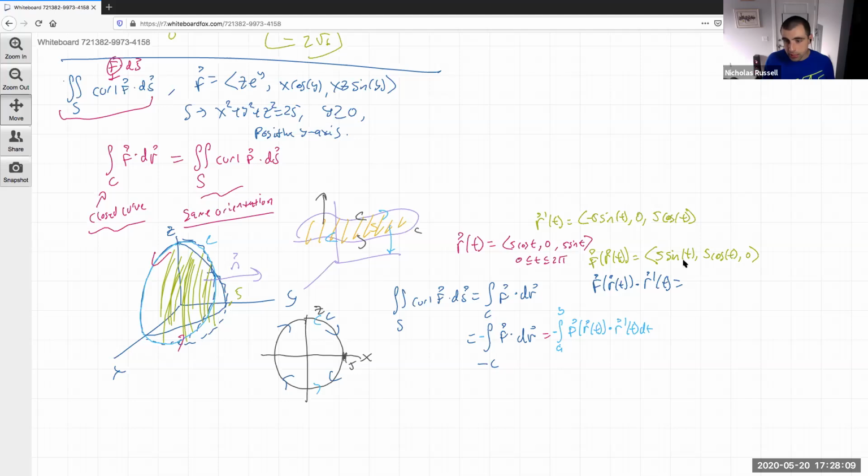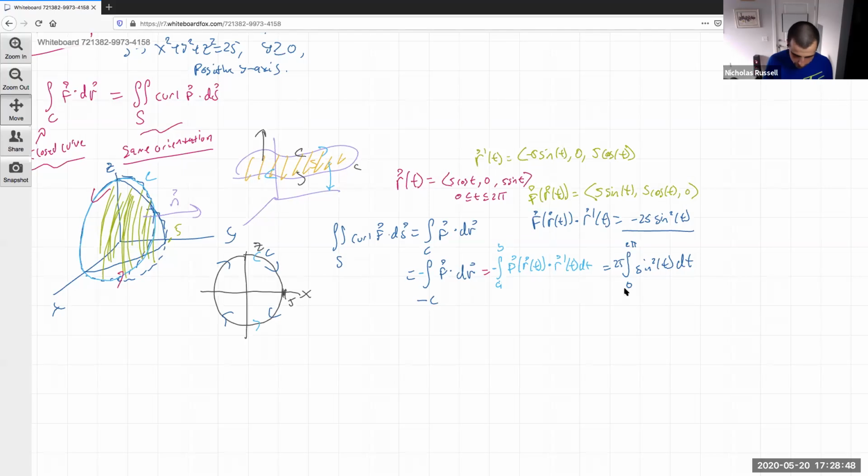The dot product of these two things here is actually relatively quick, if I'm not mistaken, because this is going to be 0 and this is going to be 0. So I'm just left with negative 25 sine squared of t. And so therefore, the negatives cancel with each other. This negative and this negative cancel with each other. And so I'm left with 25, 0 to 2 pi of sine squared of t dt. And now I just integrate this guy.